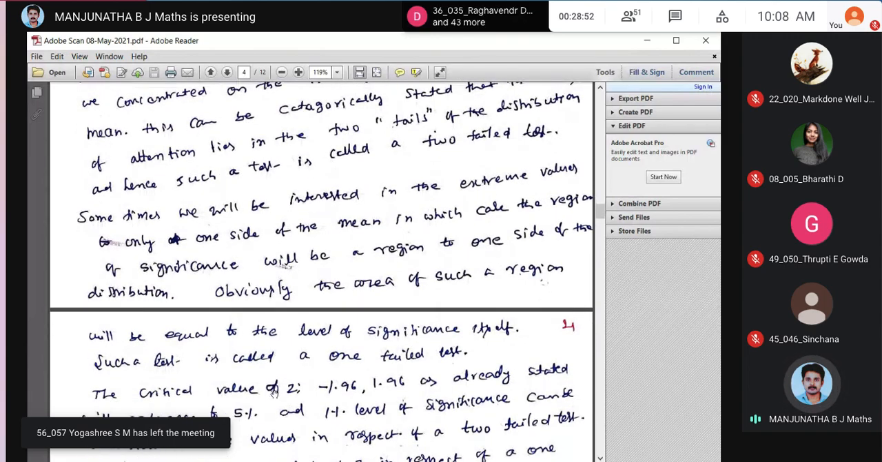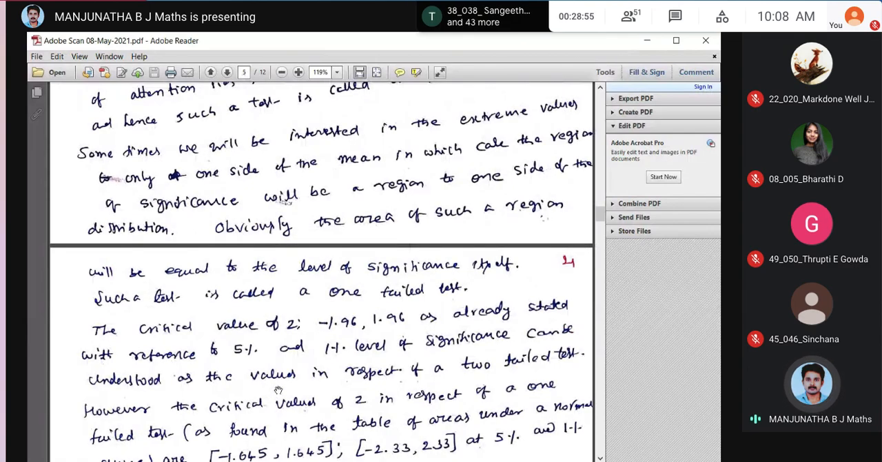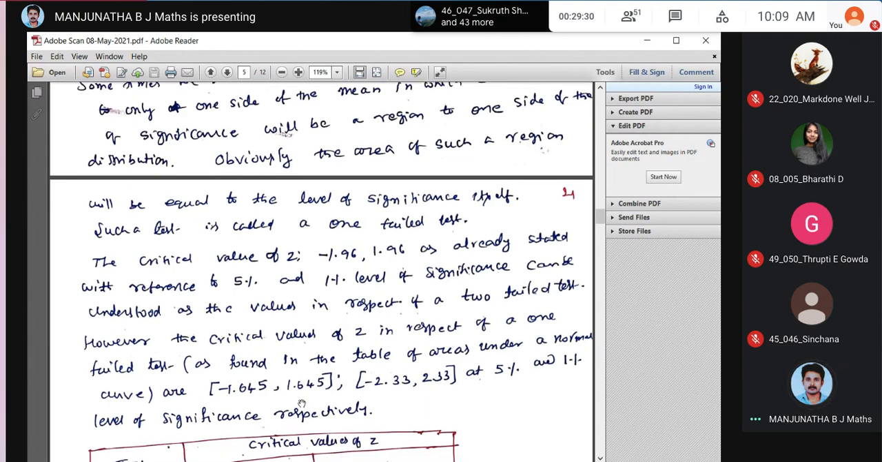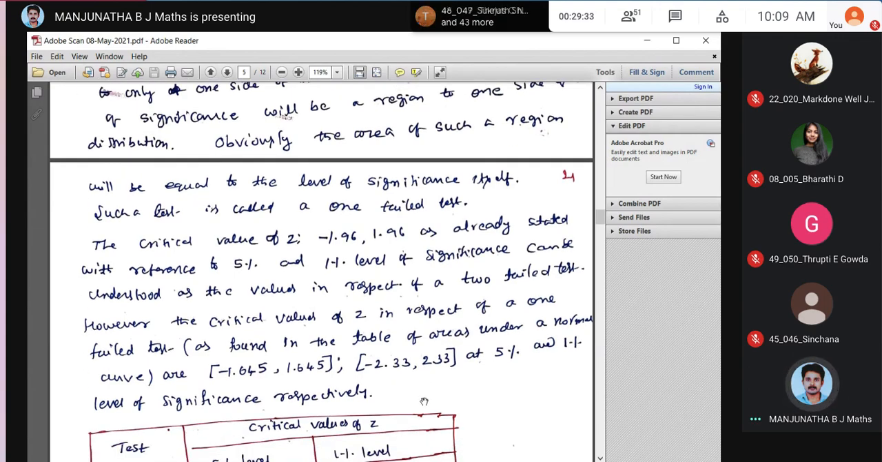The critical value noted here, you have to know everything here. You have to know what the critical value for Z is. Here 95%, 99%, 98%. The critical value of Z, that is already stated with 5%. At the 5% level, this is the critical value. The 1% level of significance can be understood as the value in respect of a two-tailed test. However, the critical value of Z in respect of a one-tailed test, here is the normal probability curve. If you see that, this is the range. And at the 5% level, minus 1.645, and at the 1% level, minus 2.33.